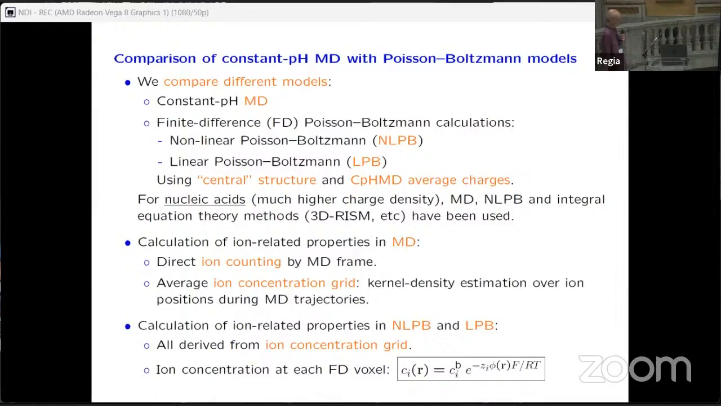In the case of the properties from the MD simulations, it is basically just counting ions. So it's a trivial thing. You analyze frame by frame and count the ions. But in one of the things I will show you, you use an ion concentration grid computed using a kernel density estimation. In the case of the properties from the Poisson-Boltzmann calculations, it's always concentration based, okay? Always based on a grid of concentrations, and the concentrations were computed using the usual expression that you use when you derive the Poisson-Boltzmann equation. The concentrations are proportional to the bulk concentration scaled with the exponential of what should be the potential of mean force of the ion, and as usual in this case it's replaced by the electrostatic energy of the ion.